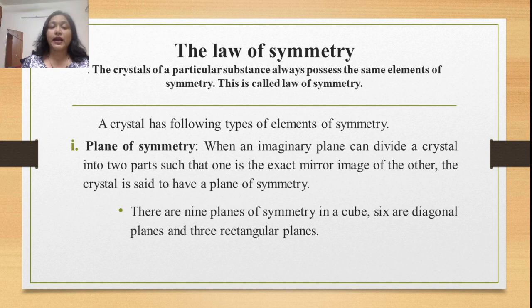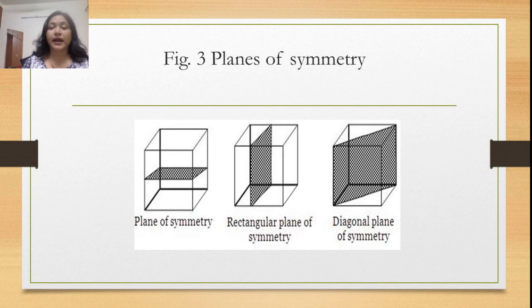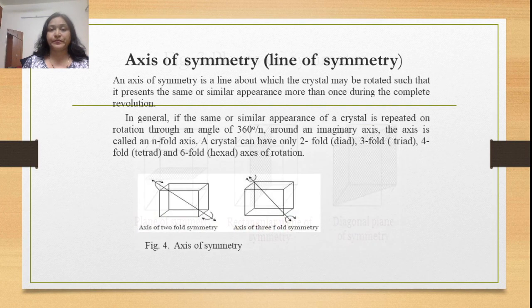So, there are 9 planes of symmetry in a cube. 6 are diagonal planes and 3 are rectangular planes. This is a diagonal plane of symmetry and these two are the rectangular planes of symmetry.